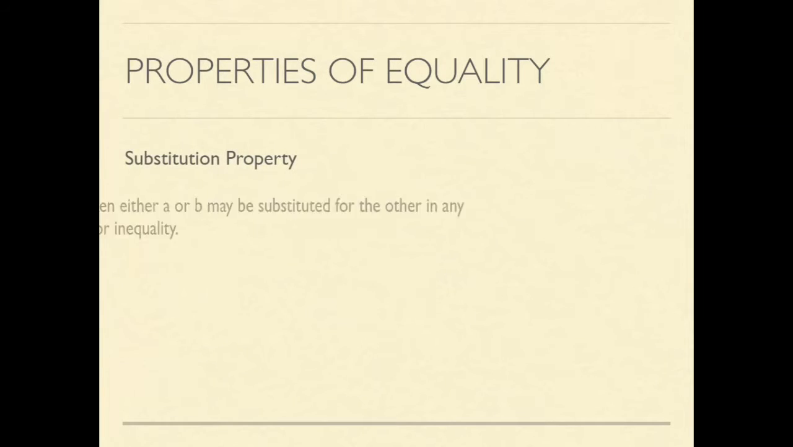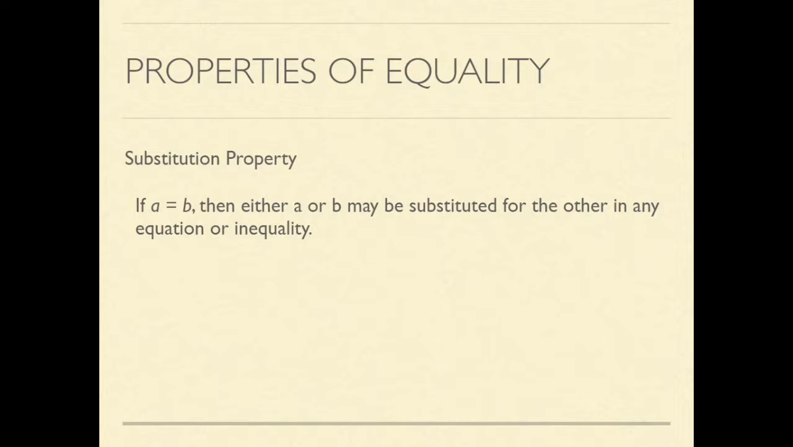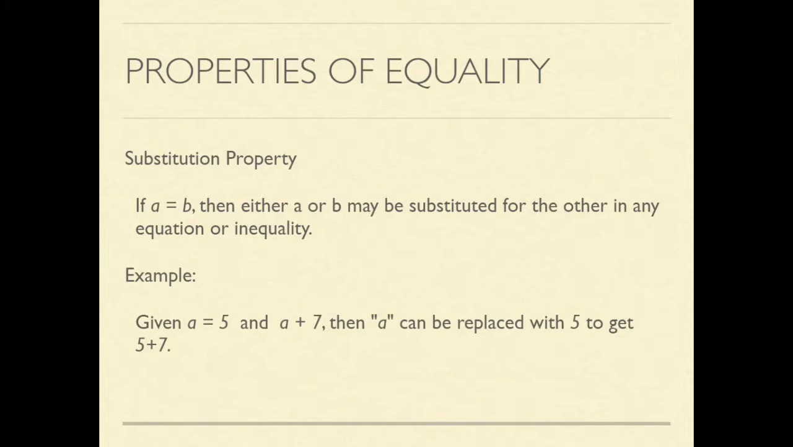Additionally, we have the substitution property, which states that if A is equal to B, then either A or B may be substituted for the other in any equation or inequality. So, for example, if I'm given that A is equal to 5 and I have A plus 7, then A can be replaced with 5 and we get 5 plus 7. It allows us to replace things.